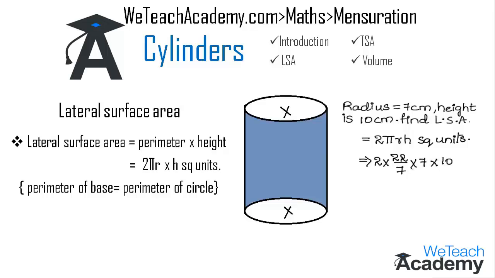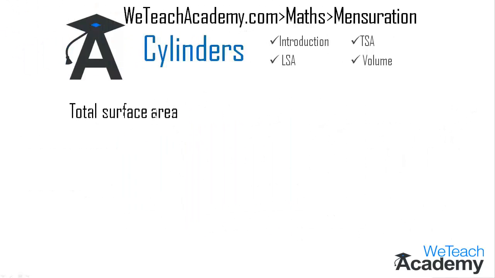Now simplifying here, we get 7 one time is 7, and then 7 one time is 7. Then multiplying 2 into 22, we get 44 here into 10. So we get the product over here as 440 centimeters square, which is the lateral surface area of such a cylinder. And then coming to the total surface area.